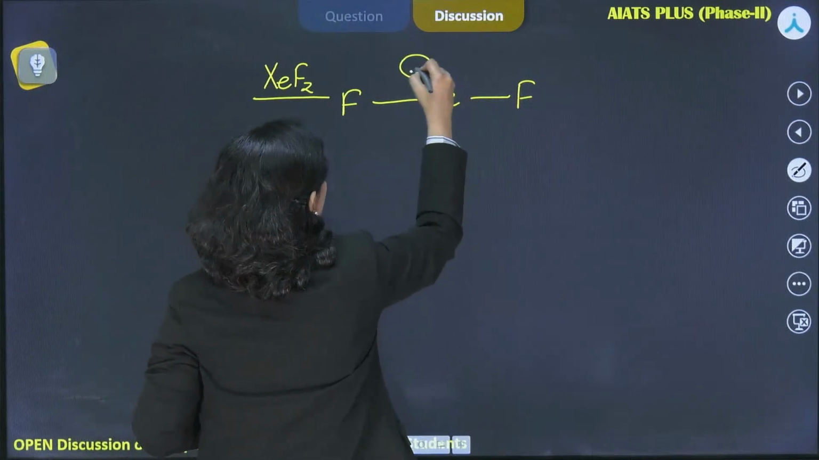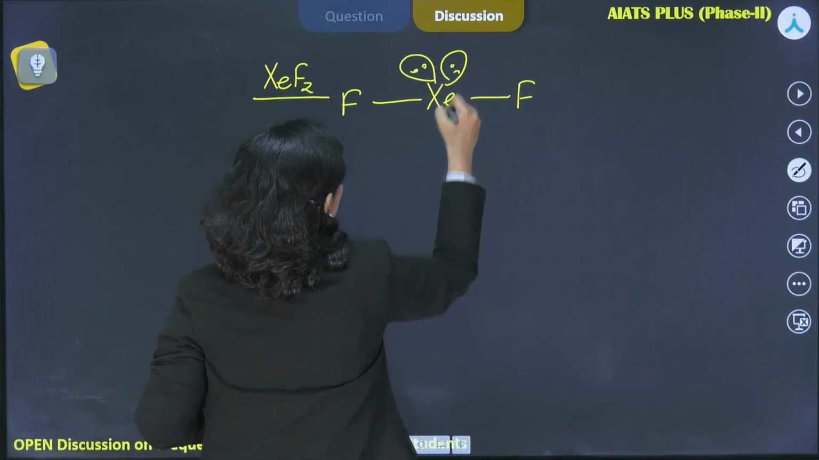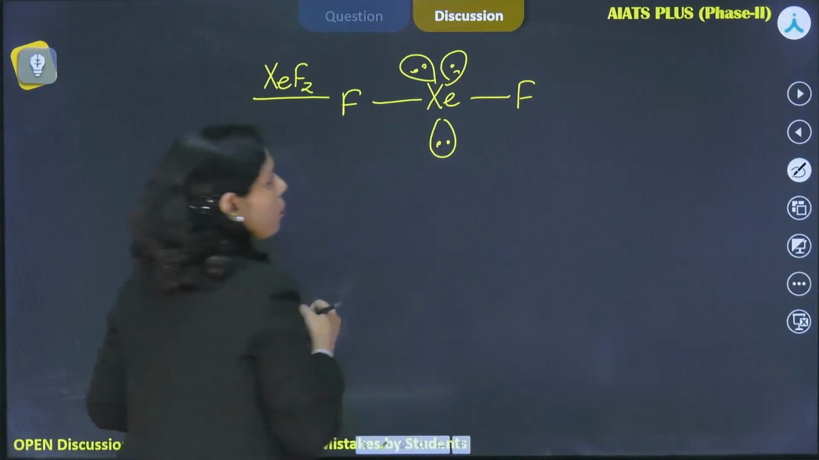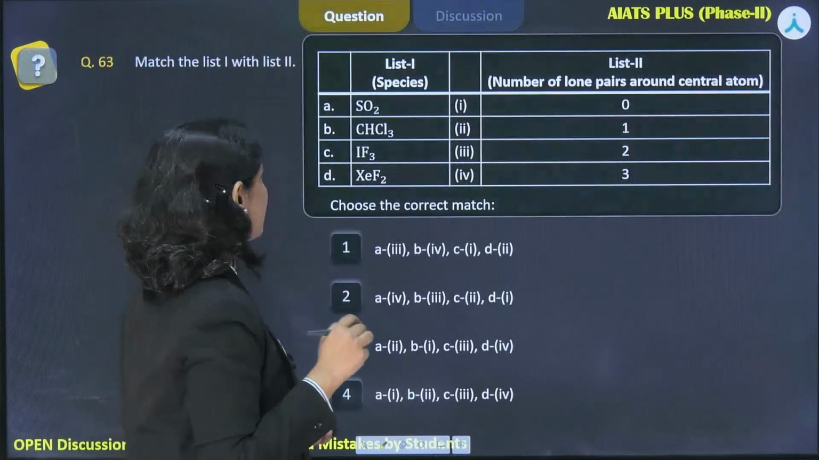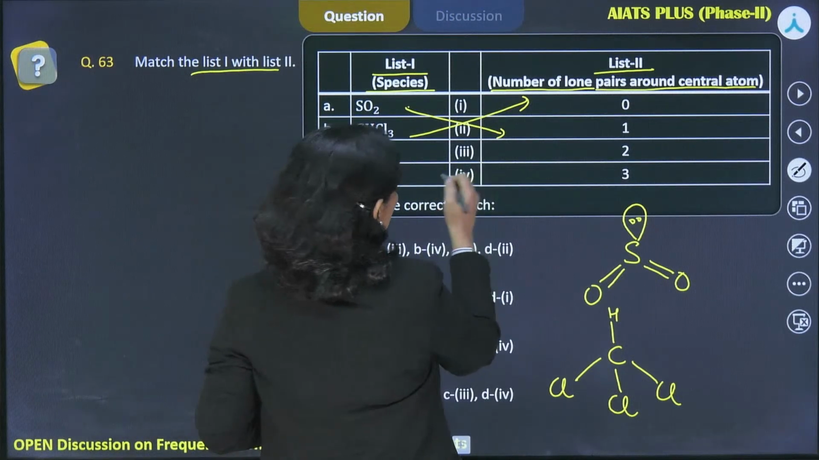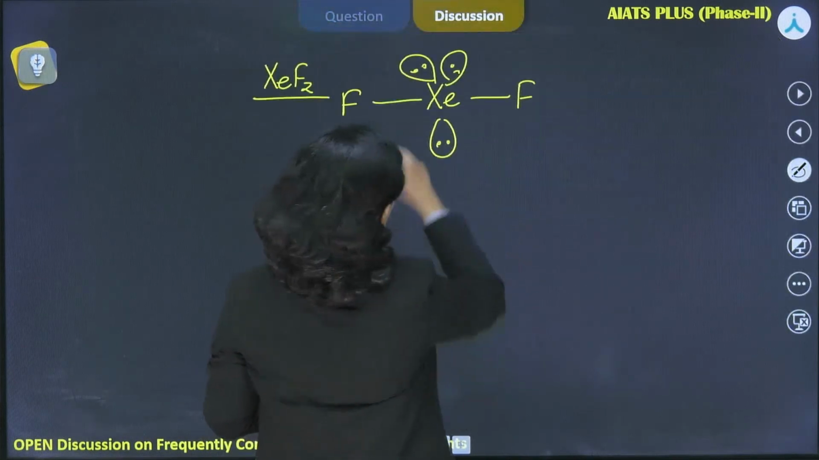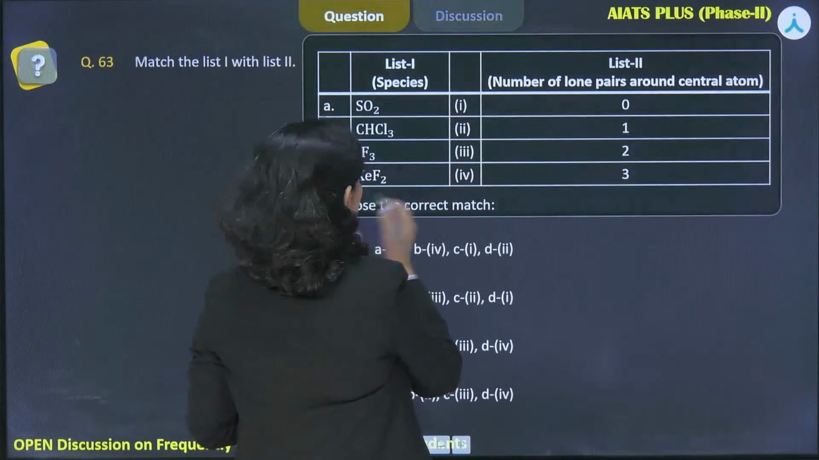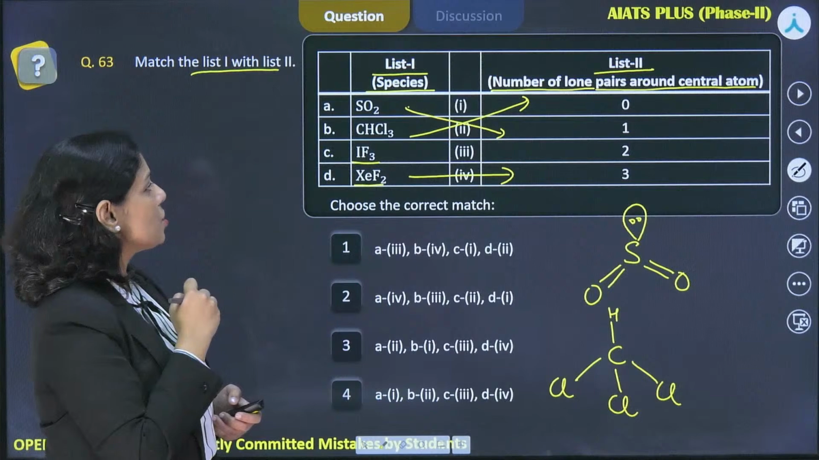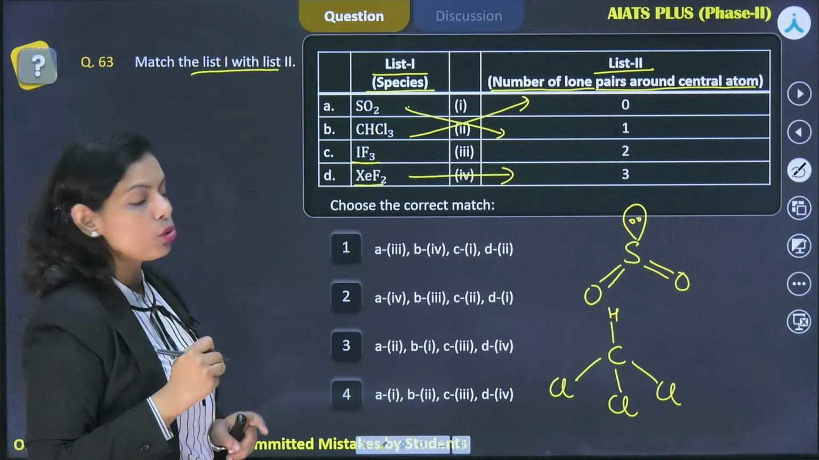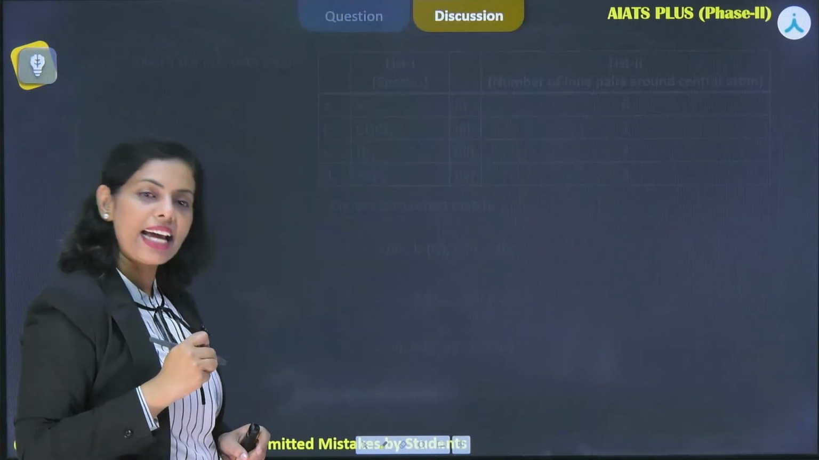And 3 lone pairs. Done? Right, Mohit? Absolutely right. That I was asking. So, XeF2 has 3 lone pairs, right? And 3 lone pairs, it means you can directly match it. XeF2 has 3 lone pairs. What about IF3? T-shaped it is, right Lakshmi?